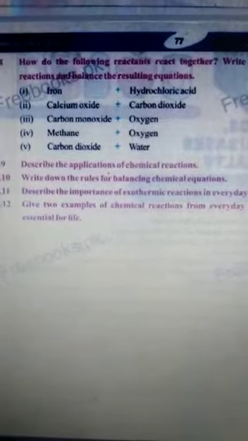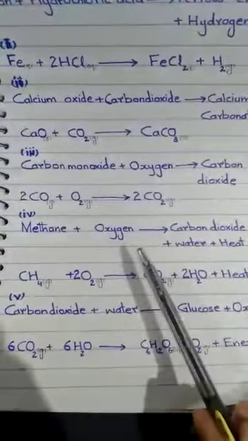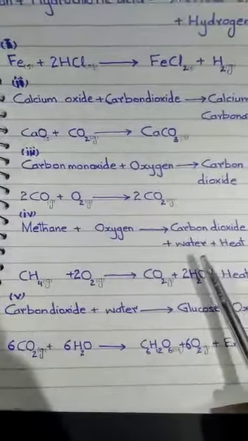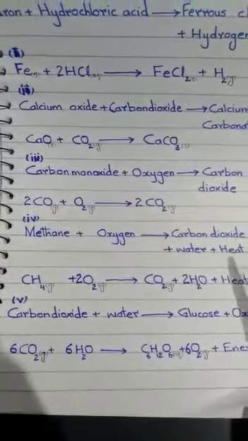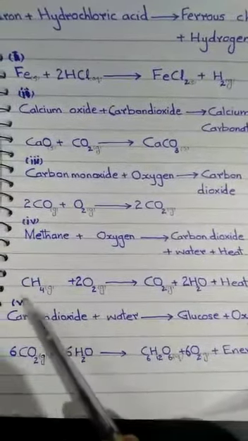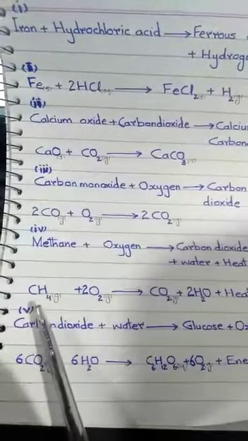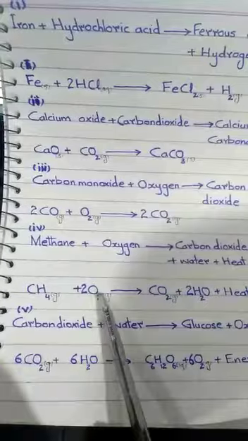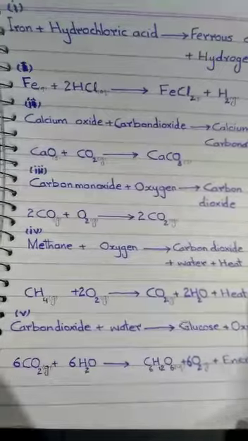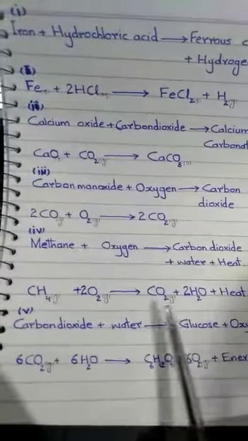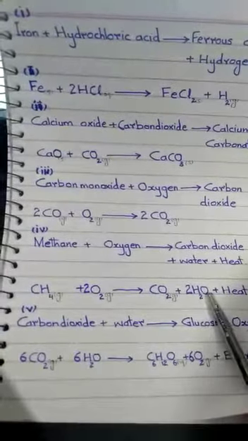Equation 4, methane plus oxygen. Methane reacts with oxygen, carbon dioxide and water are formed as products, and along with this heat and light energy is released. Chemically we can represent this word equation as CH4 plus O2 arrow CO2 plus H2O plus heat, and in order to balance it we will put coefficient 2 with oxygen and also coefficient 2 with water.